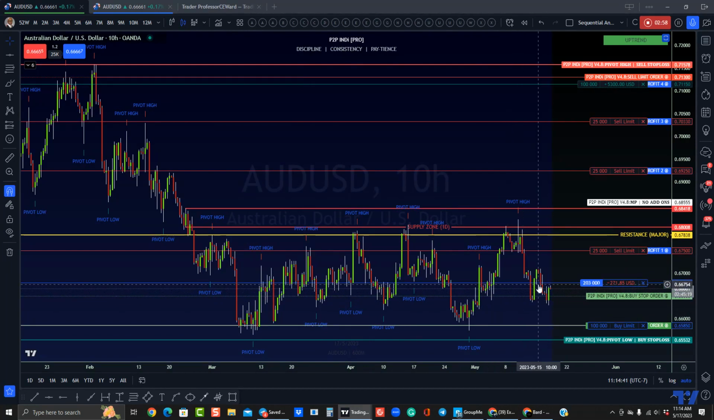But for those of you who are heavier traders, you have bigger position sizes than your account is supposed to handle, then you're going to need a tighter stop loss. And I have a tighter stop loss here at 65.532, which is basically just the pivot low that I'm also using for curve.